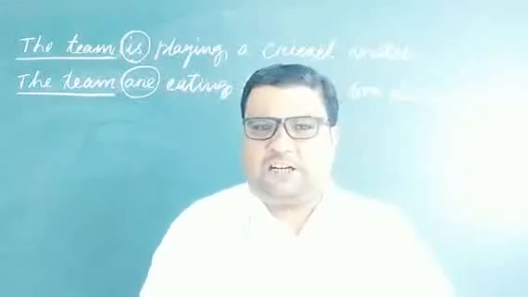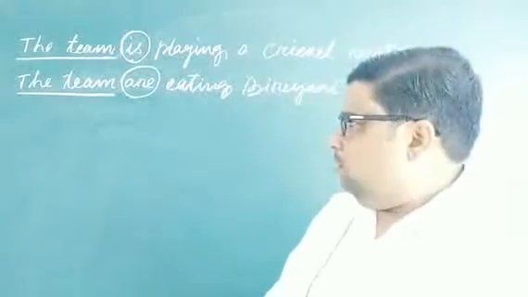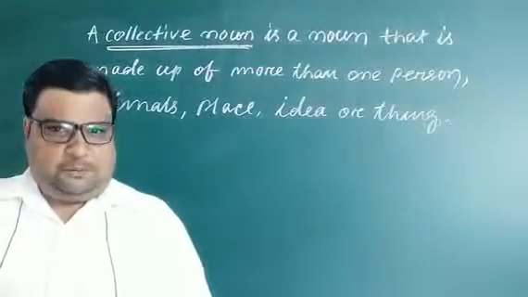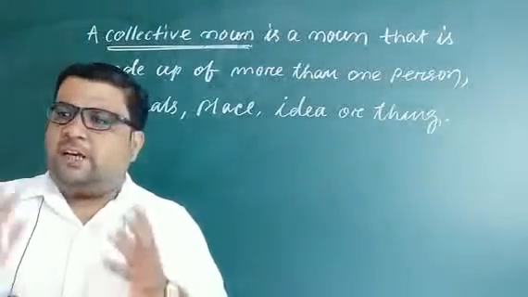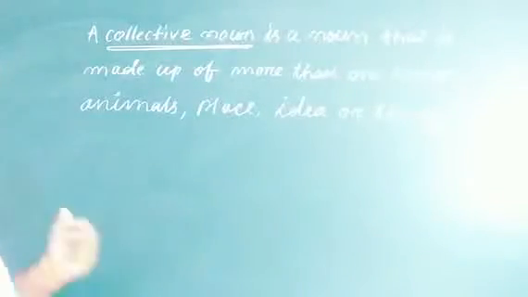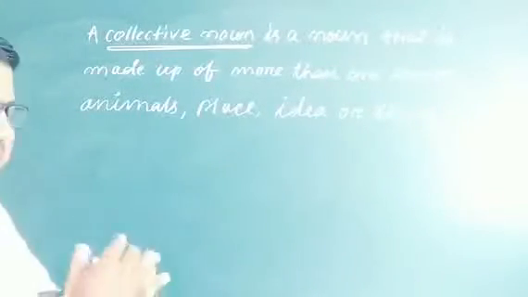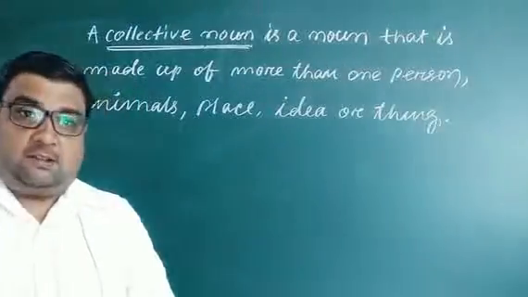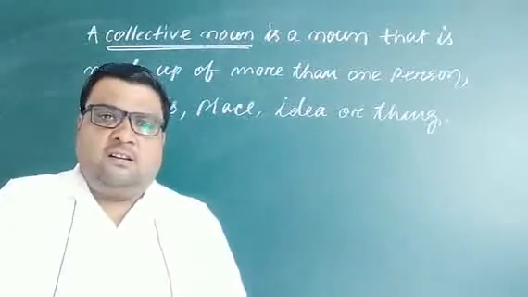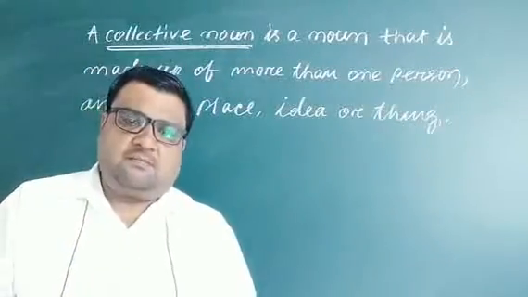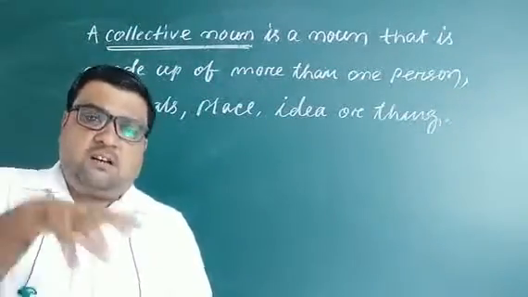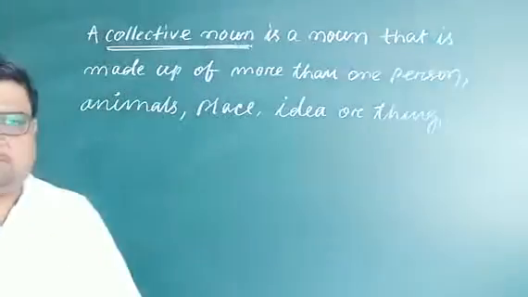Do you know what a collective noun is? A collective noun is a noun that is made up of more than 1 person, animal, place, thing, or idea. More than 1 person. The collection of persons, animals, places, ideas, things. These are collections of many things, so it is called a collective noun. Collectively we call it a noun. It is a group. It is a collection.